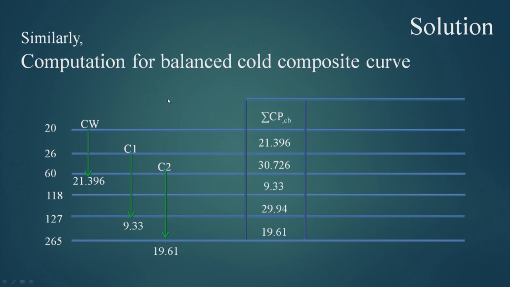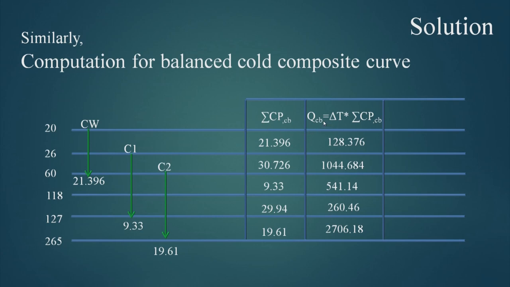So, once this is available to us, we can compute QCB, which is delta T into the summation of the Cp's of the interval. Here the summation is 21.396, the temperature difference is 6 degrees, that is 26 minus 20. So, 6 into 21.396 will give you 128.376. Similarly, for the interval from 60 to 26, delta T is 60 minus 26 into the Cp value 30.726, which comes out to be 1044.684. Similarly, we have filled up this.